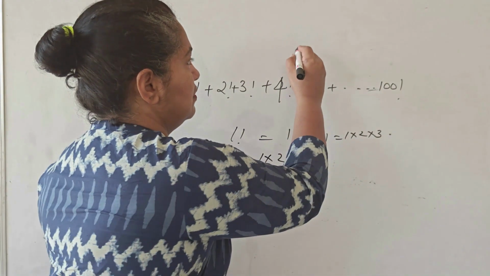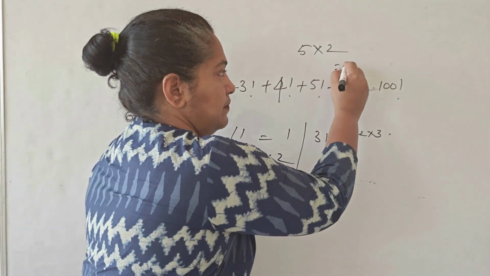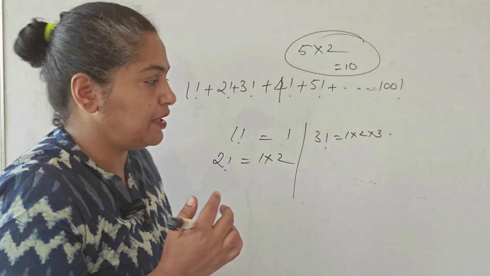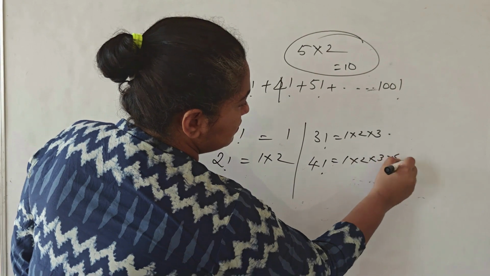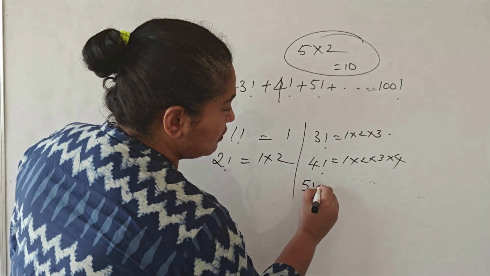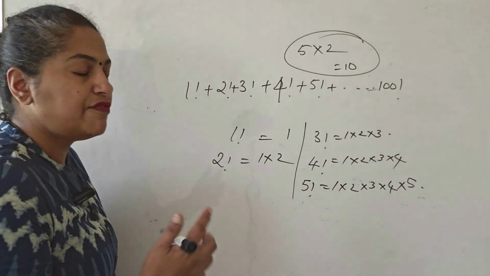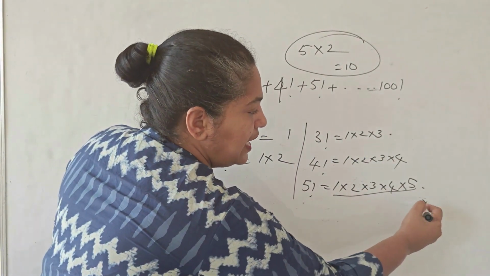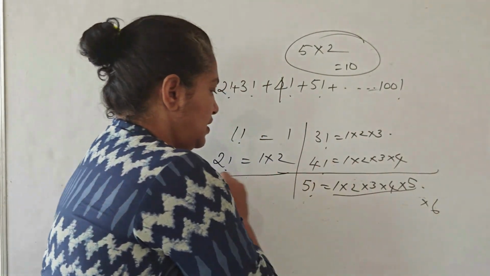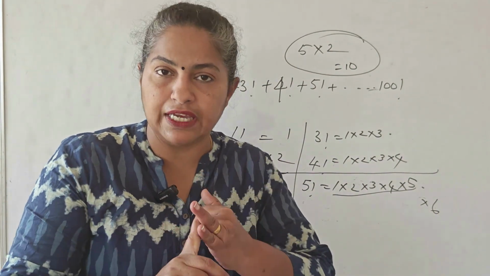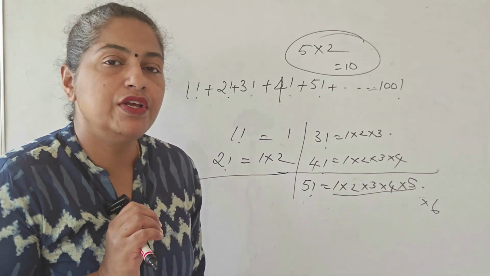Now you know that what is 5 into 2? It's 10. Okay, now keep it in mind. What is 4 factorial? What is 5 factorial? 6 factorial will have all these numbers and one more 6 over here. Now forget about 1 factorial, 2 factorial, 3 factorial and 4 factorial. Check 5 factorial. What do you see?